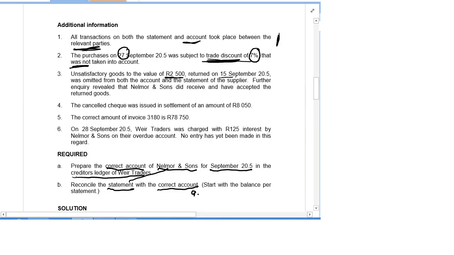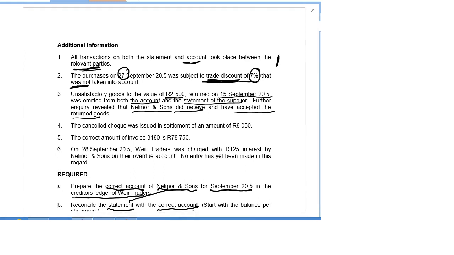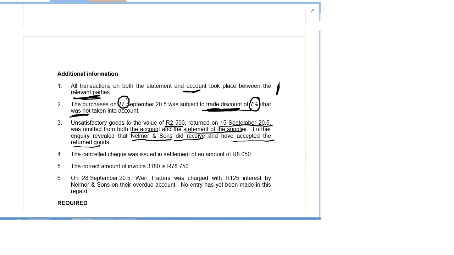There were unsatisfactory goods to the value of 2,500 that were returned on the 15th of September, and it was omitted from both our ledger account and the statement of the supplier. And Nelmore and Sons did receive the goods we returned, and they've accepted the returned goods. So that means we need to be recording it in our books because it's a purchaser's return, and we're also going to record it as a reconciling item.